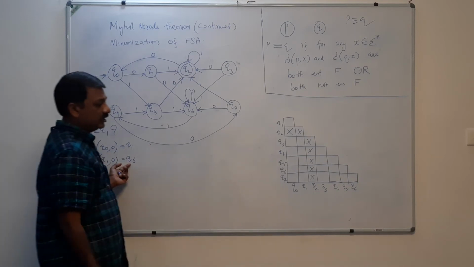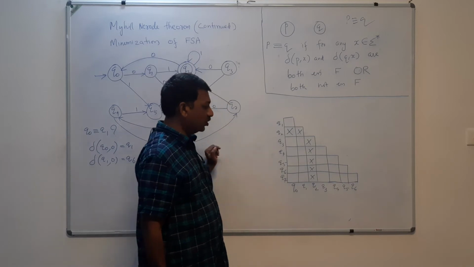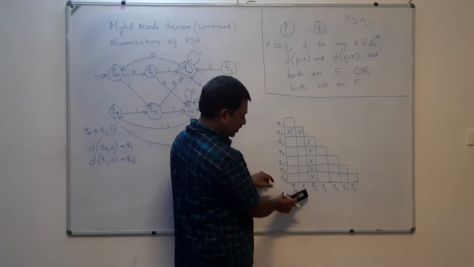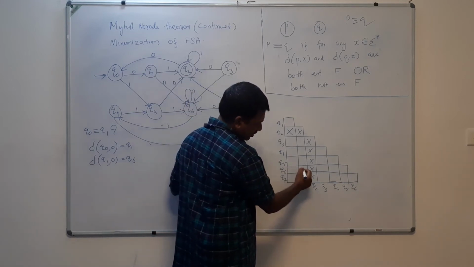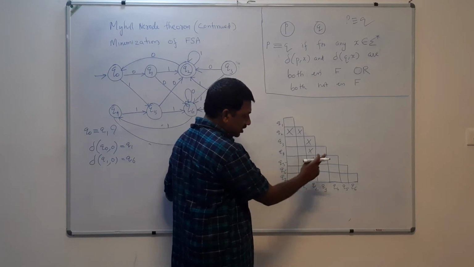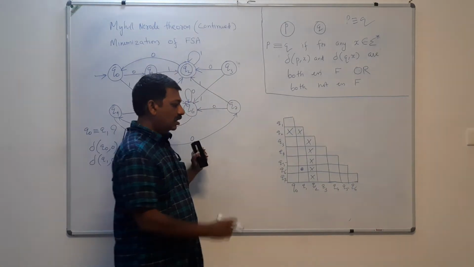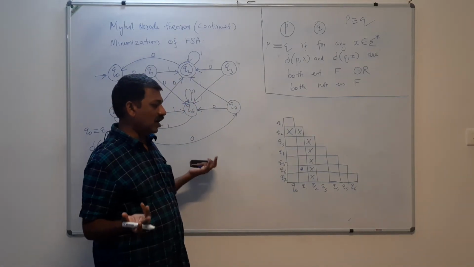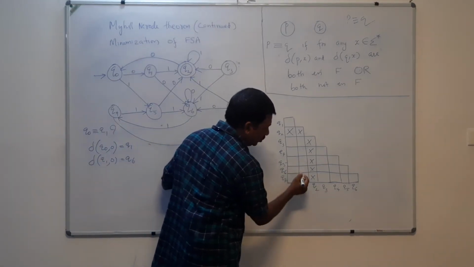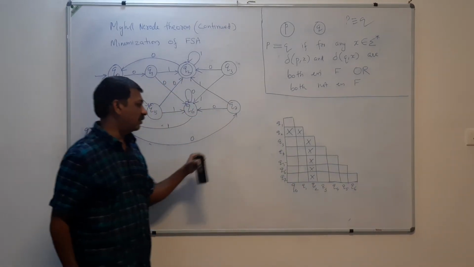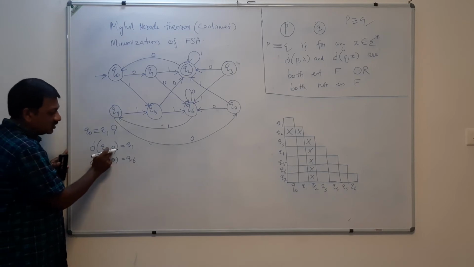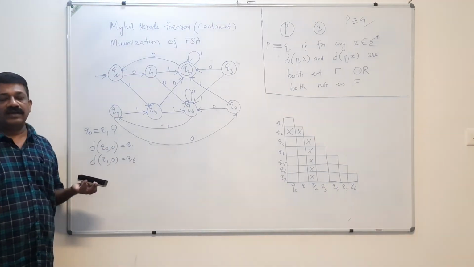Then you have to go to the table and check whether Q1 and Q6 are distinguishable. Here Q1 and Q6. This is the location which has that information. As that is not marked, we do not know whether Q1 and Q6 are distinguishable. So at this point, by checking with 0, we are not able to arrive at a conclusion.